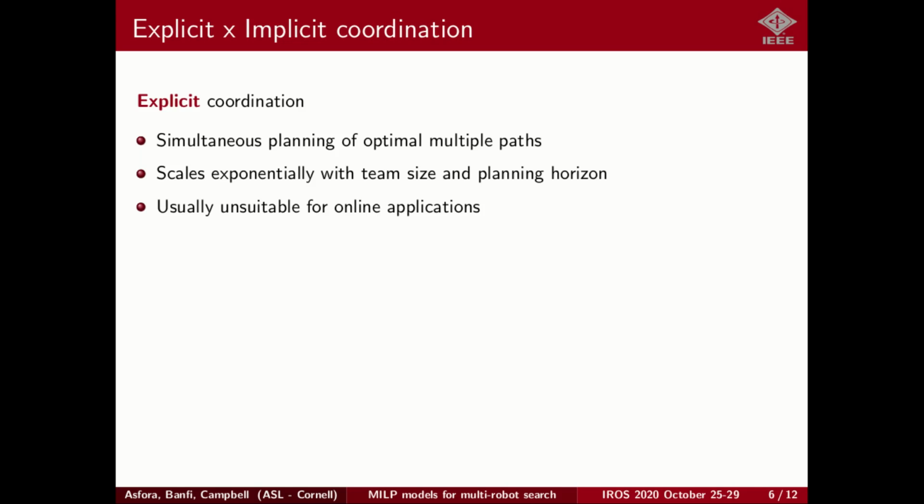So what does explicit coordination mean? It means we are trying to plan multiple paths at the same time, which, as you can imagine, requires a very large search tree that in fact grows exponentially as you increase the team size and planning horizon. This is not very practical for implementation.